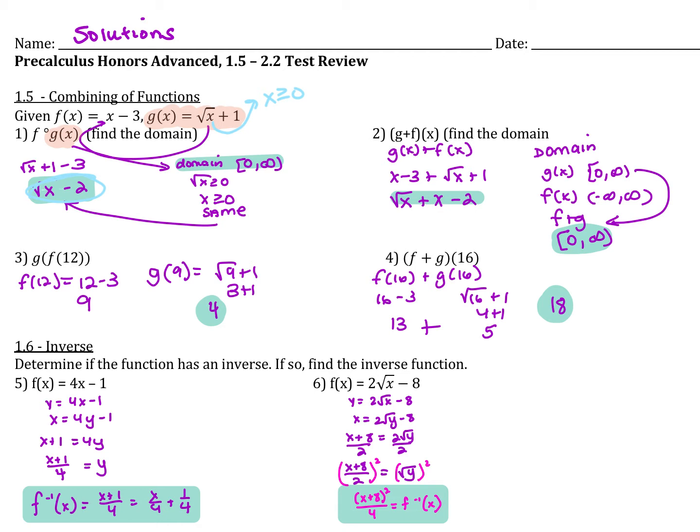So I just keep that x is greater than or equal to 0. And you're going to write it in interval notation as 0 bracket to positive infinity.